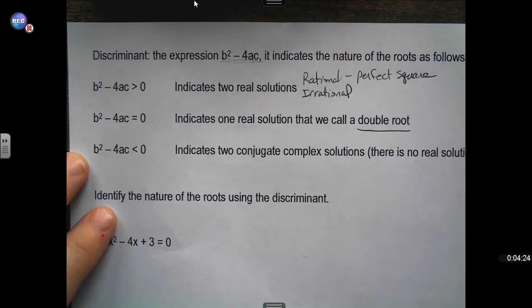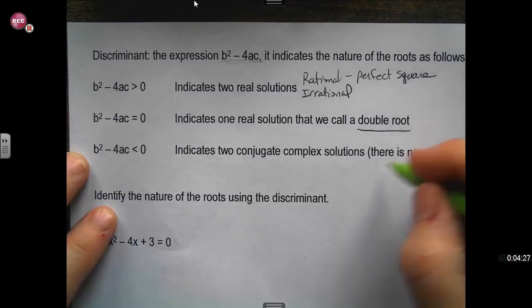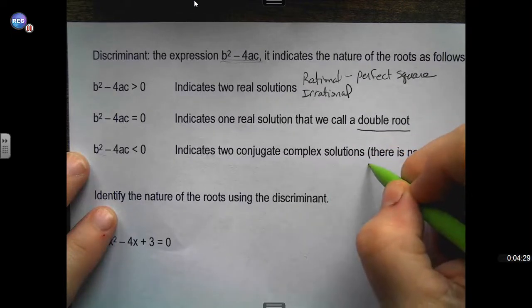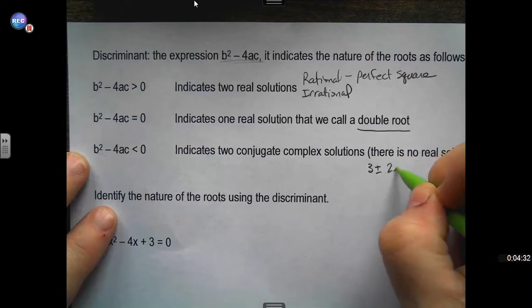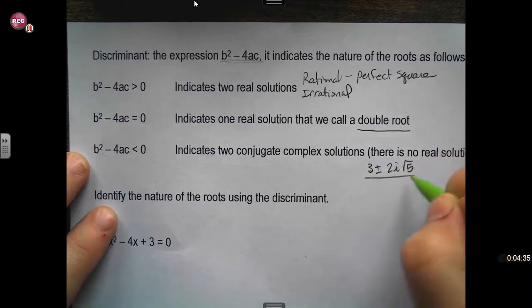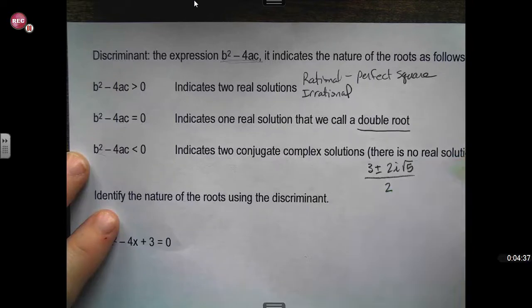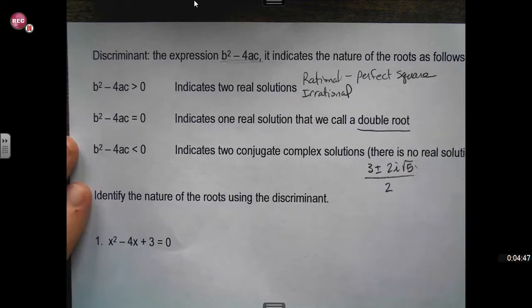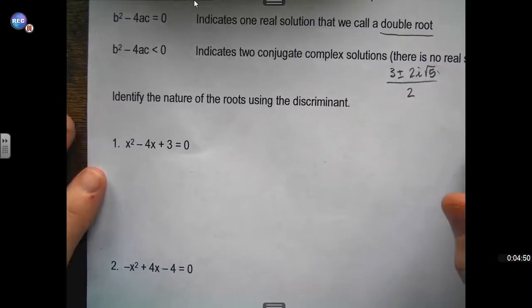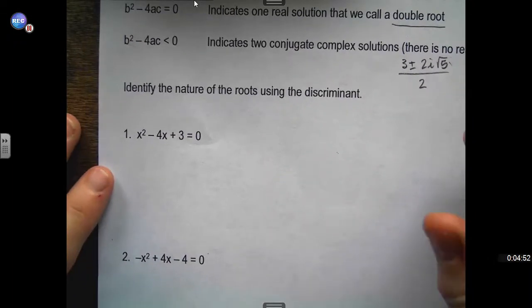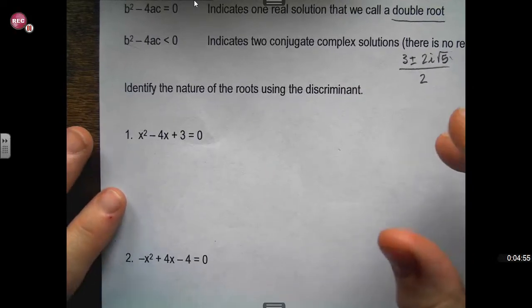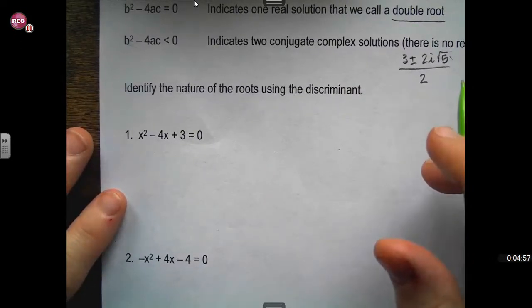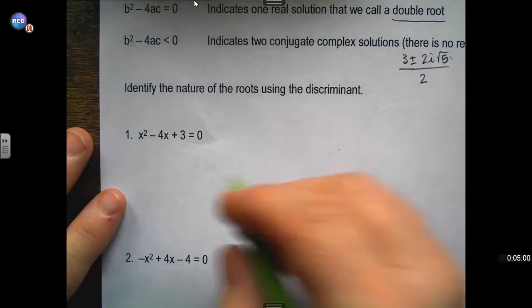Okay? Once we get up into higher mathematics, we'll recognize that we'll get something like 3 plus or minus 2i square root 5 over 2. And that's what those roots will look like when we learn how to simplify complex numbers. So what we want to do is use that discriminant to determine the nature of the roots. We don't want to solve this thing all the way out and say, oh, here's the root. We just want to use the discriminant.